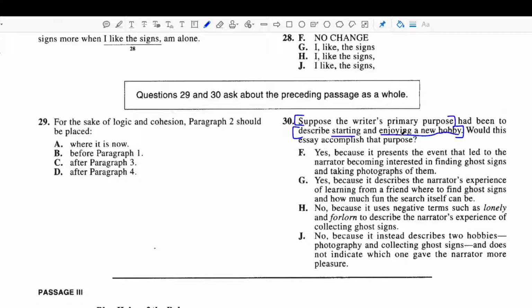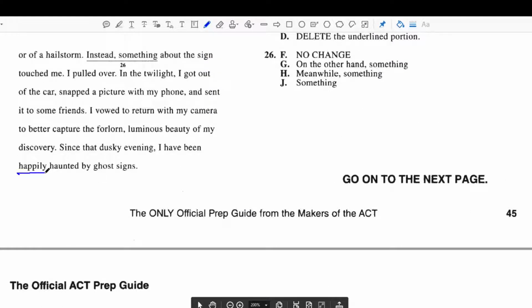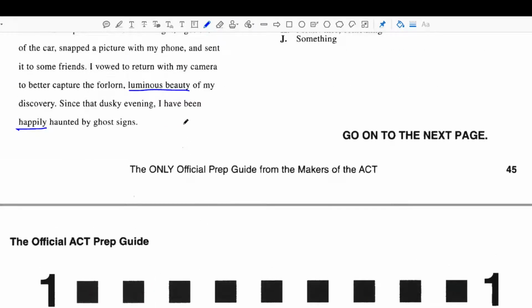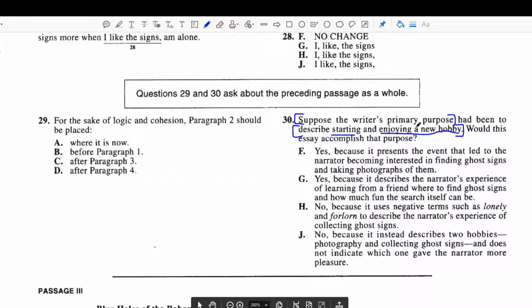Did she enjoy her new hobby? Yes, you could tell by the way that she described herself going through it. Happily, I think that was in paragraph 3. Let's just go and find the words. So we have happily over here, luminous beauty, okay? So this is definitely not a person that's not enjoying themselves. So she seems to be enjoying herself a lot. All right, so both of these parameters are met, which means that we're going to answer yes. Now we just need to figure out why.